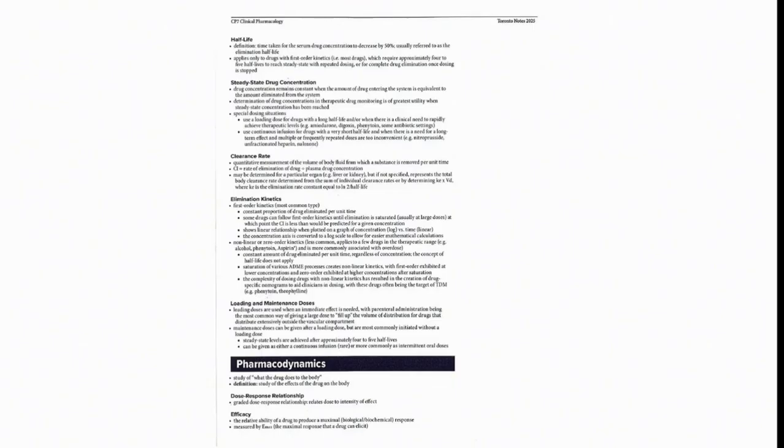To summarize this page, half-life is the time required for plasma drug concentration to decrease by 50%. Most drugs follow first-order kinetics and reach a steady state after 4 to 5 half-lives. Steady state occurs when the rate of drug administration equals the rate of elimination.